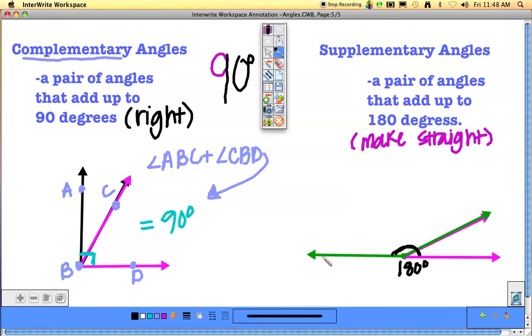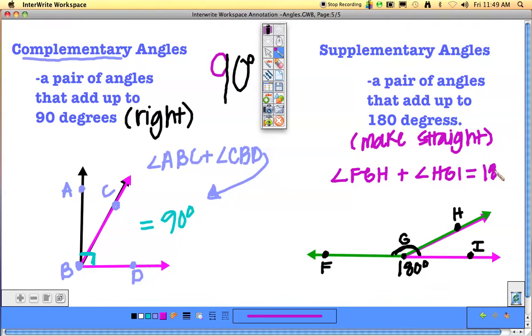So I could say that this, I don't know, we'll call this F, we'll call that point G, H, I. So I could say on this one that angle FGH plus angle HGI equals 180 degrees, or supplementary.